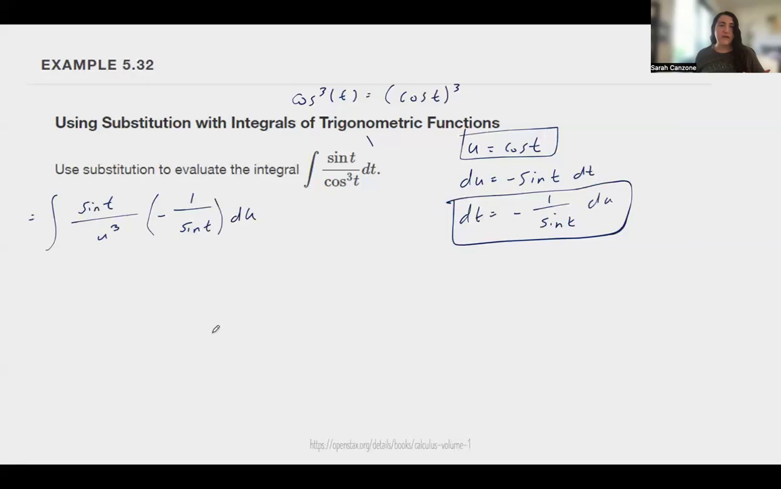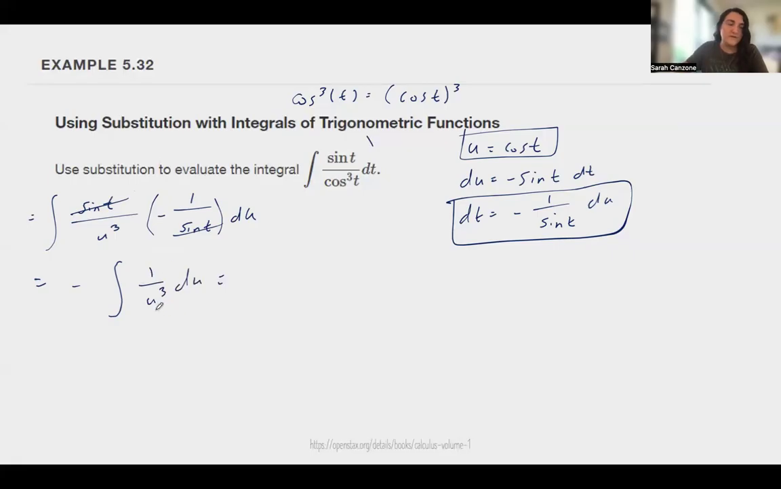And once again, if we have any t's left that don't cancel out, we've done something wrong. What we notice is that sine over sine will cancel. There's still a minus, so make sure that you carry the minus along. So minus the integral of 1 over u cubed du.